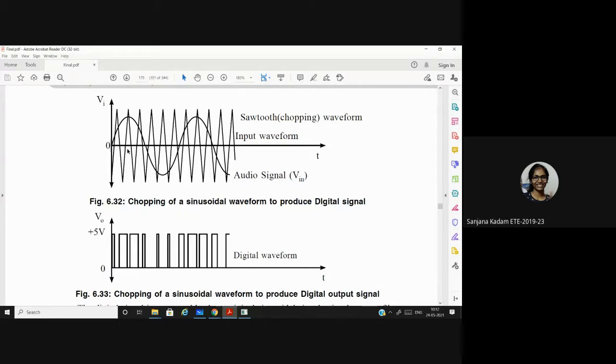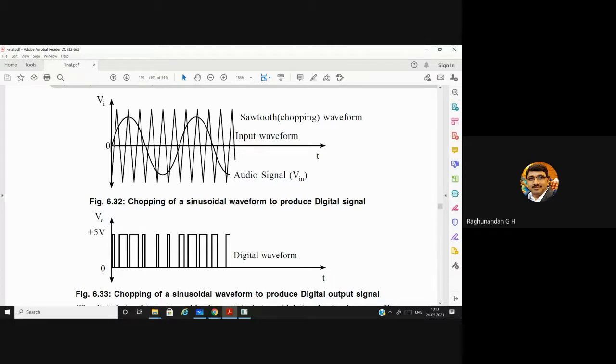Sawtooth, sir. Sawtooth. Okay. No, sir, our input waveform is larger. Input waveform, sinusoidal, sir. Input waveform is larger, sir.